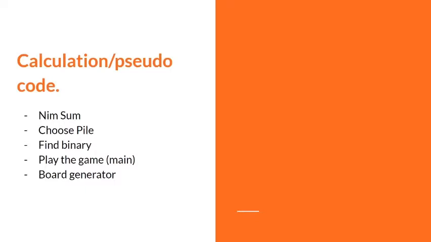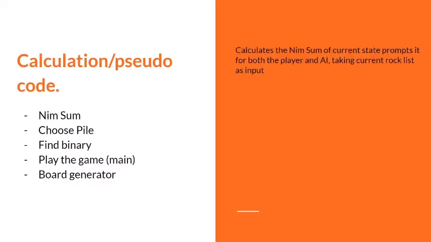So the pseudocode, or the basic principle of how my program works, consists of 5 parts. The first one is the NimSum, which will be the calculation of the NimSum at the current stage, taking the current rock list as the input.